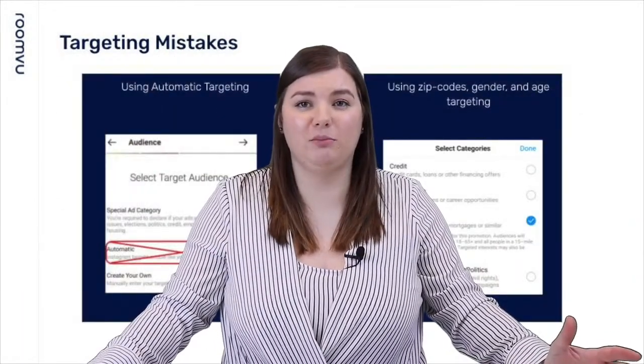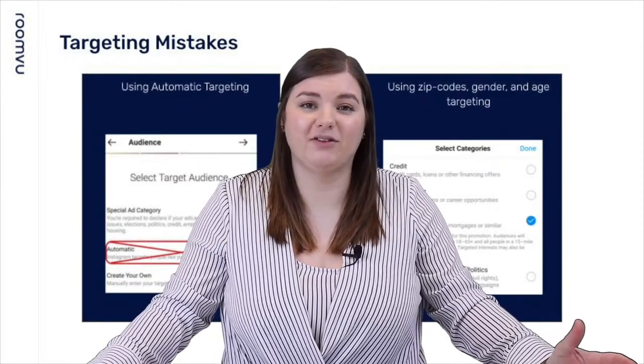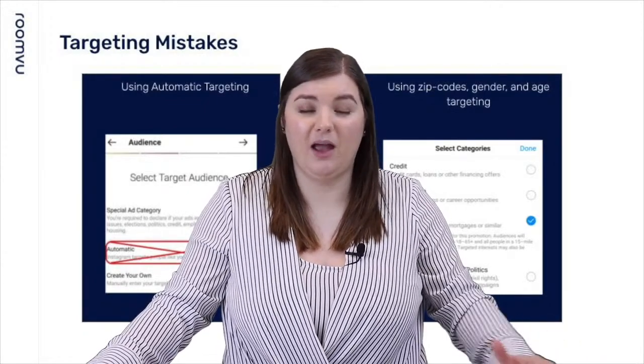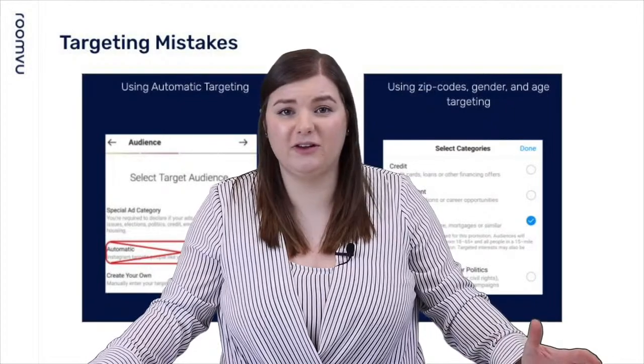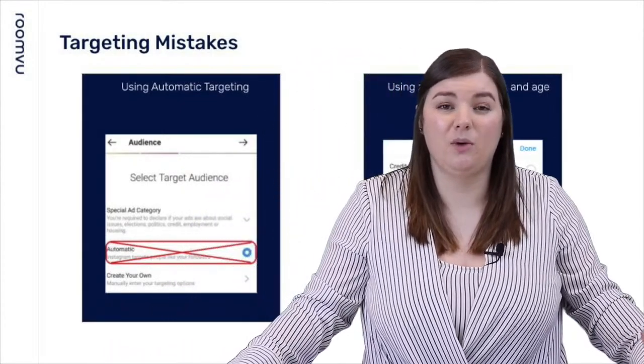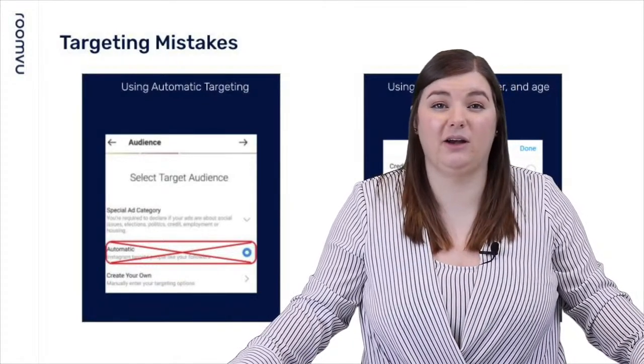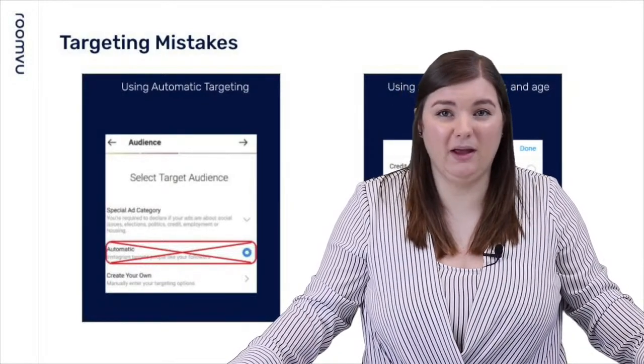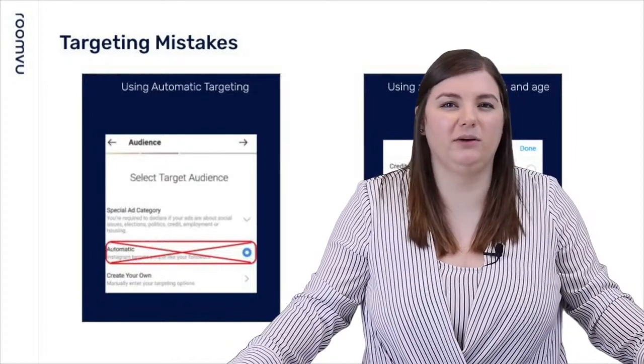Targeting is one of the most important elements to consider when advertising through social media. If you make a mistake here, you're ensuring that your ads fail before anyone has even had the chance to see them. One mistake to avoid is automatic targeting. While it may be easy and quick, it won't get you the results that you're looking for.